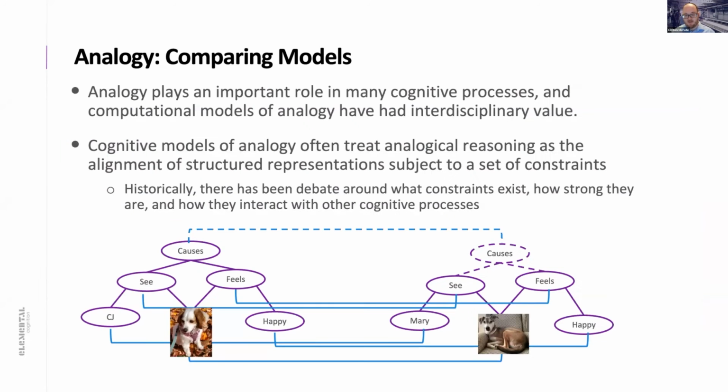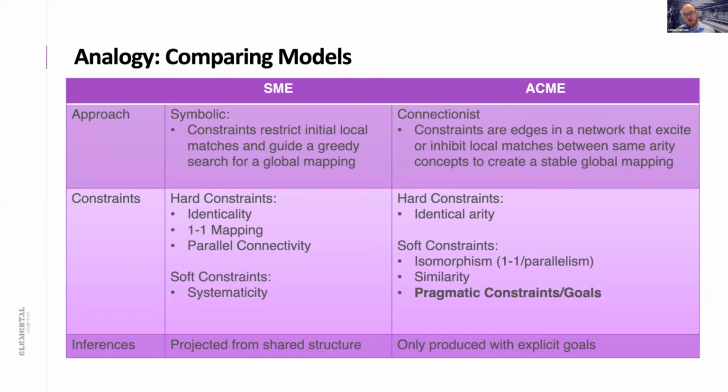So going back to here, if there were another greyhound or another spaniel dog in the mix on the right-hand side, I might still prefer the alignment to Jackie O because she's participating in the shared structure of being happy at seeing her owner. In ACME, the only real hard constraint is this identical arity. And then isomorphism, which is one-to-one mapping and parallel connectivity, is enforced as a soft constraint. So it's this excitatory or inhibitory alignment edge.